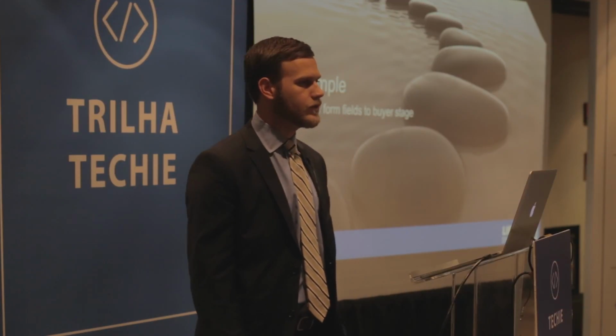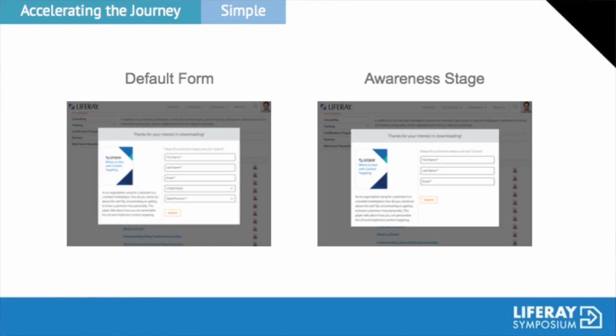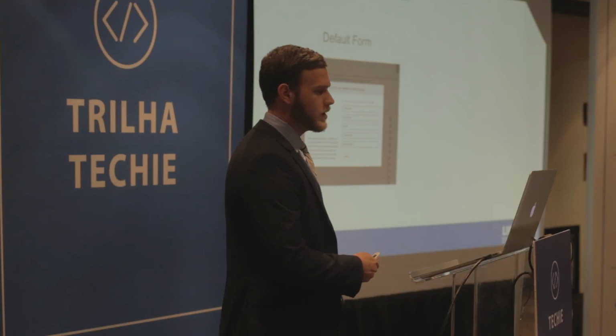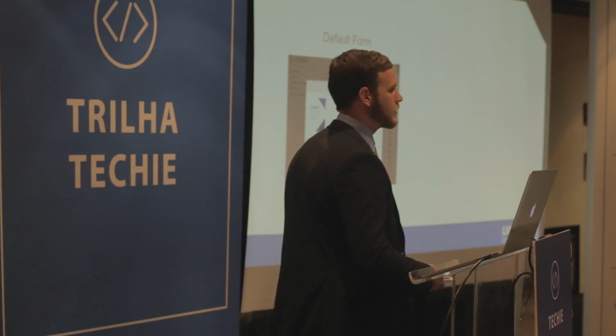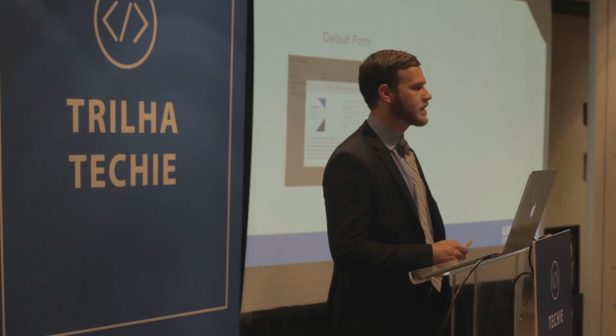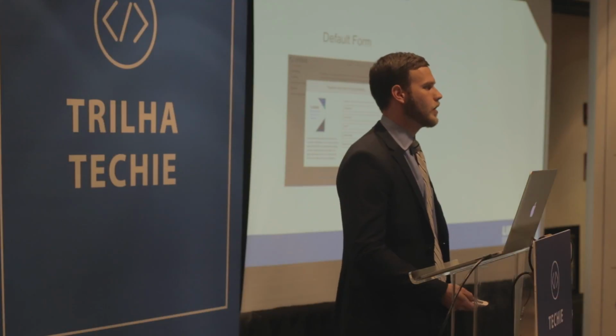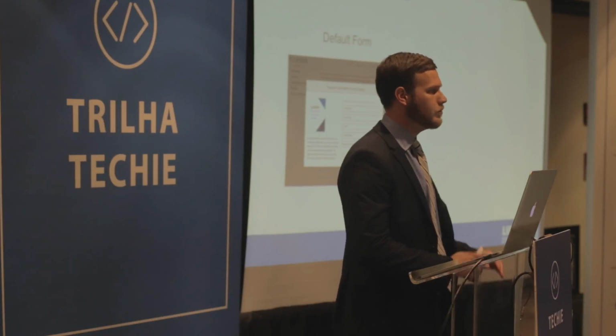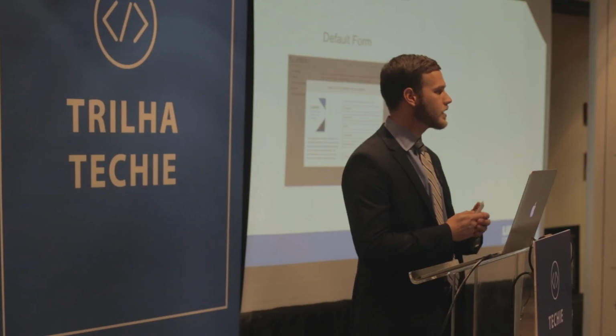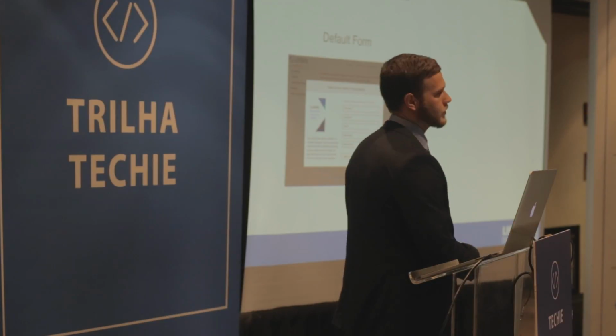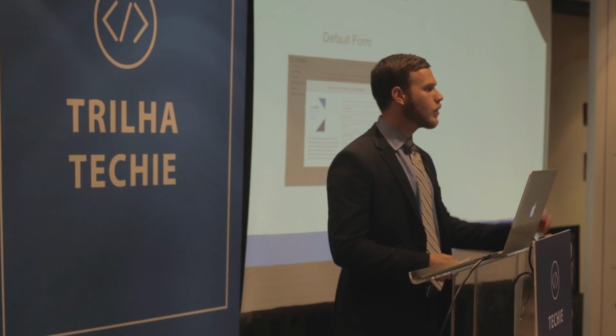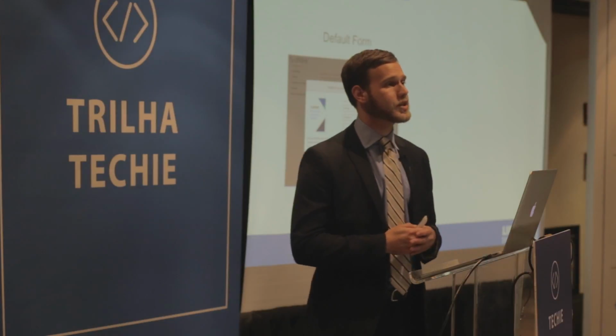So this is something that we've done on liferay.com. So our default form looks like this. It has 5 fields, if you can see right there. This is our white papers page, I think. So they're downloading a white paper, 5 fields. That's great. But sometimes 5 fields is too much for someone who's just figuring out what Liferay is. If they're in the awareness stage, they're probably not going to fill out this form and download the white paper. So we want to lower the barrier to entry as much as possible.